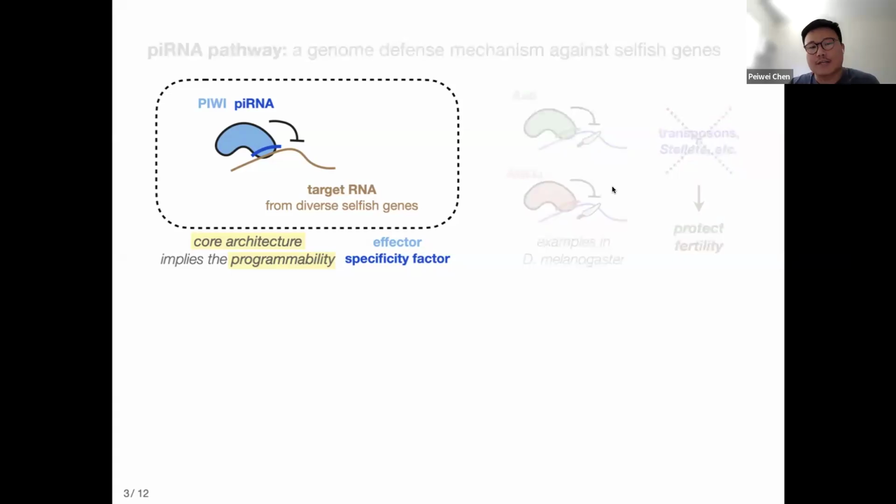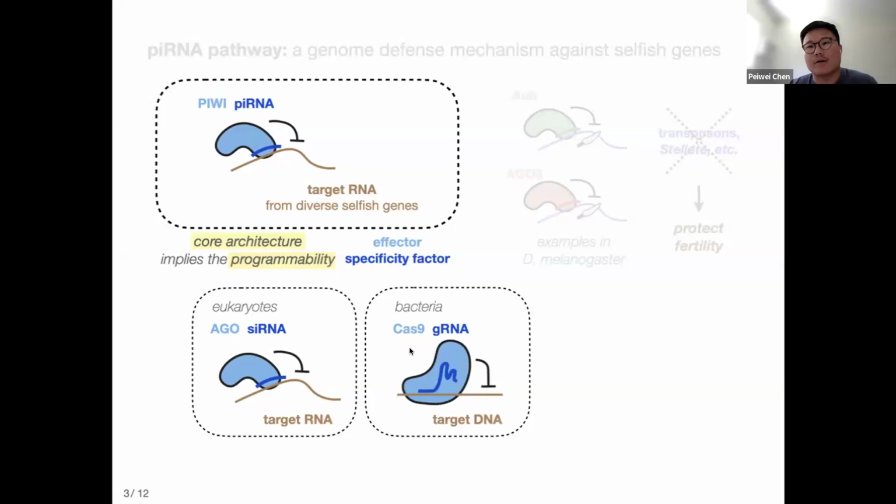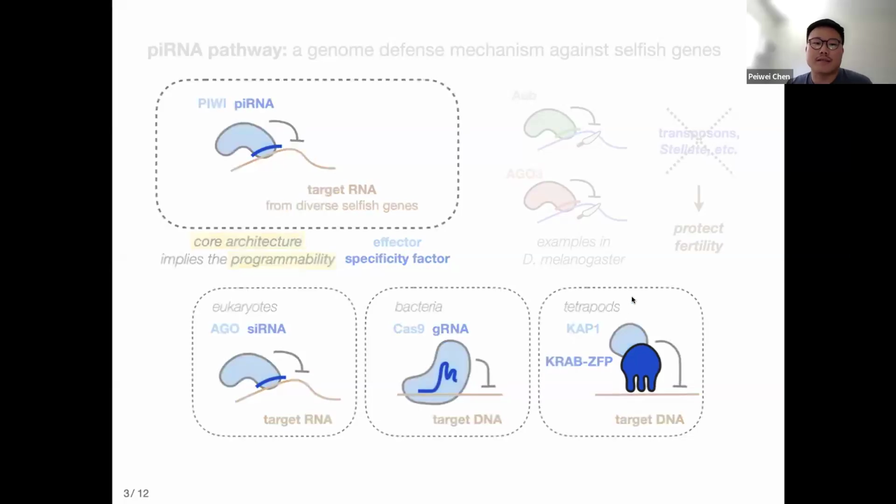Now, the binary core architecture I told you about of the piRNA pathway is actually not unique to the piRNA pathway. In fact, this architecture is shared by many other genome defense mechanisms. For example, in eukaryotes, there's another small RNA pathway called the siRNA pathway, where the siRNA identifies a target, while Argonaute protein silences the target. In bacteria, the guide RNA identifies a target, while Cas9 protein silences the target. In many tetrapods, we have different Krüppel zinc finger proteins, or KRAB-ZFPs, each of which can recognize different transposon sequences. But the silencing of those transposons is mediated by a shared cofactor called KAP1. Perhaps because of this conserved binary core architecture of many different genome defense mechanisms we see across the tree of life, where a new specificity factor can be easily innovated to recognize and control a new target.